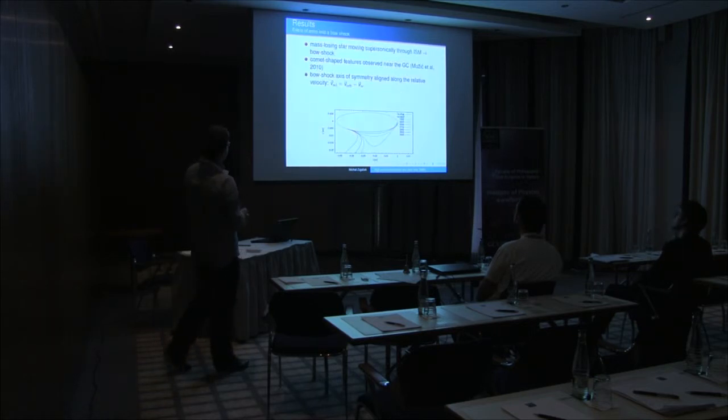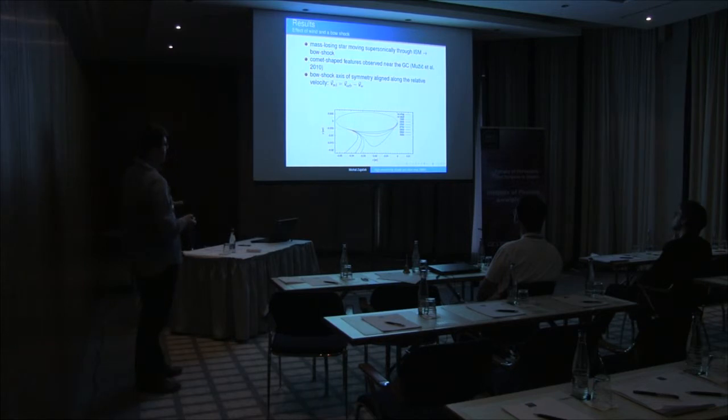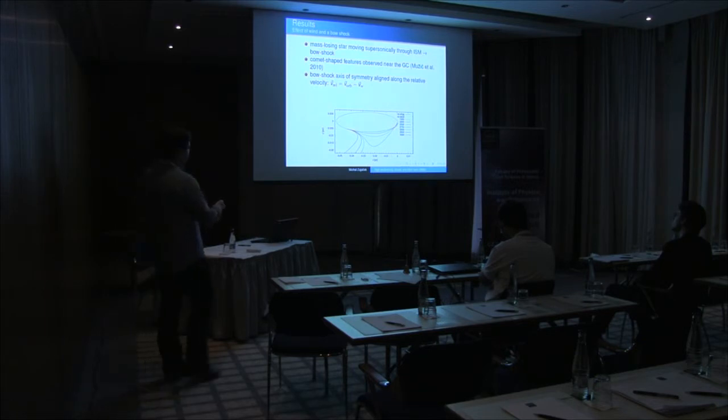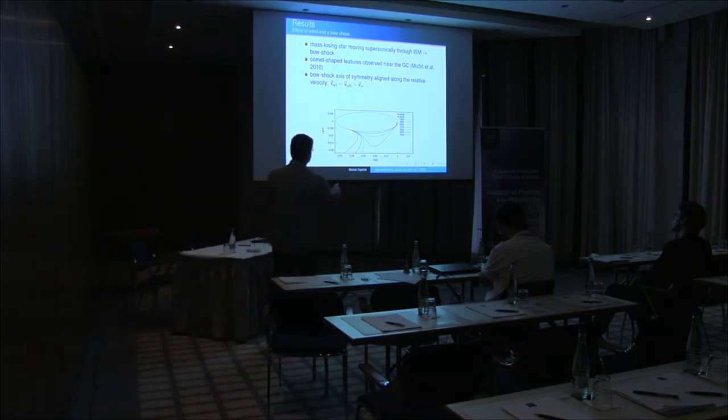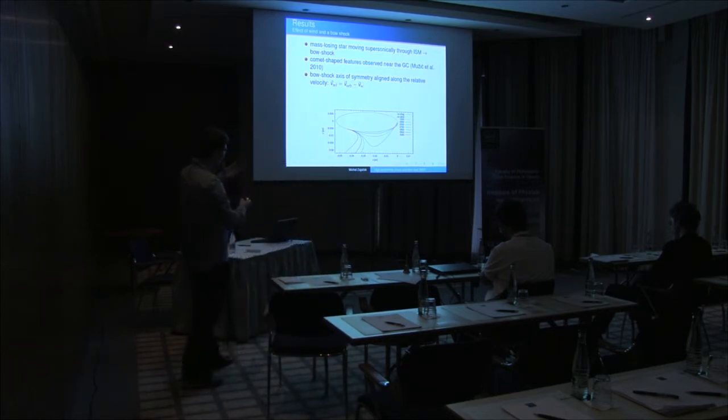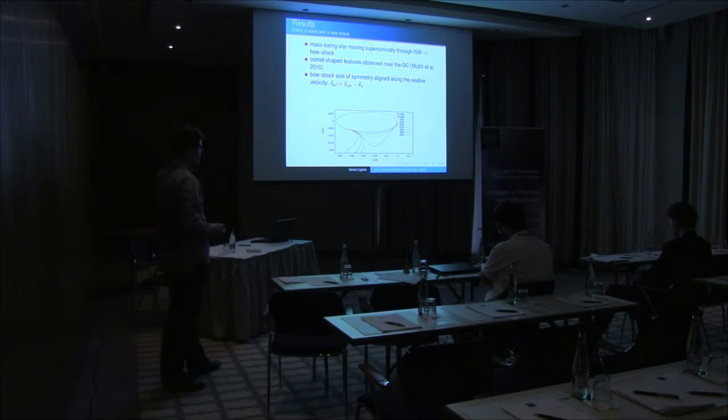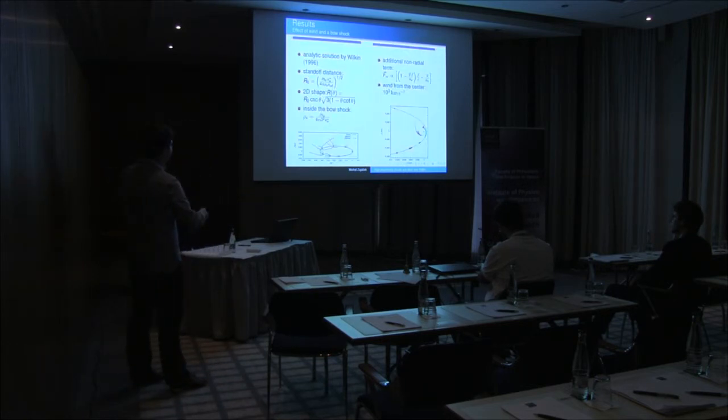Then we also discussed the effect of wind and bow shock. A mass-losing star moving supersonically through the interstellar medium forms a bow shock, and near the galactic center this has actually been observed and reported by Mužić et al. 2010. And here are some test runs with varying speed of the wind from the center. For winds of about 2,800 kilometers per second, dust is blown away.